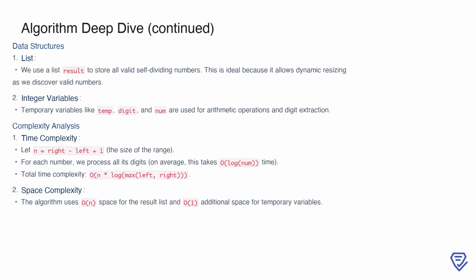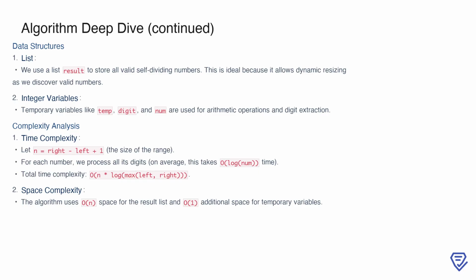The algorithm relies on simple and effective data structures. At its core, we use a list called result to store all valid self-dividing numbers. This is ideal because lists can dynamically resize as we discover new numbers. Additionally, we use temporary integer variables like temp, digit, and number for arithmetic operations in digit extraction.